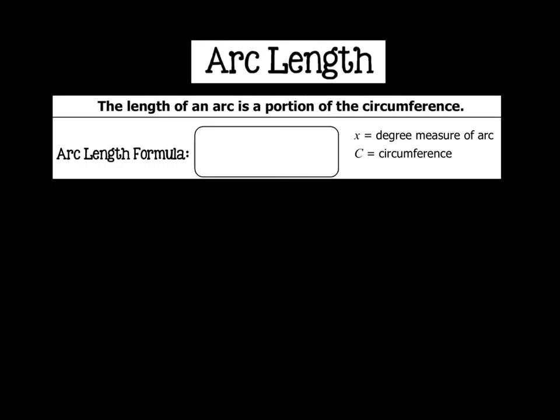Next, we have our arc length formula, and we're going to borrow this from our vocabulary sheet. The length of an arc is going to be x times c, where c is our circumference, and x is the degree measure of the arc, divided by 360. Now, let's not make too much of a big deal about this.